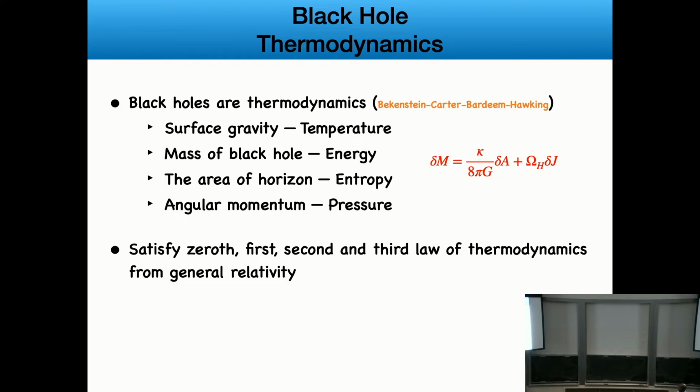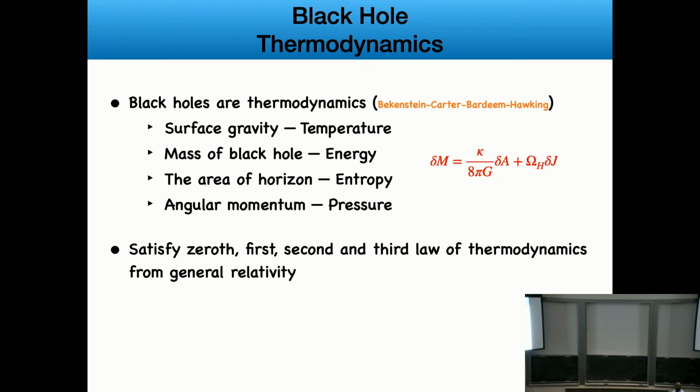Meaning, if I make the following substitution, I take the surface gravity, which is the strength of gravity at the horizon, like 9.8 meters per second squared, and I take the mass of the black hole as energy, the area of the horizon as entropy, and angular momentum as pressure, you find that they satisfy the laws of thermodynamics. In fact, you can prove a zeroth law, a first law, a second law, and a third law of black hole thermodynamics for general relativity, purely from the equations, as robustly as you might want.